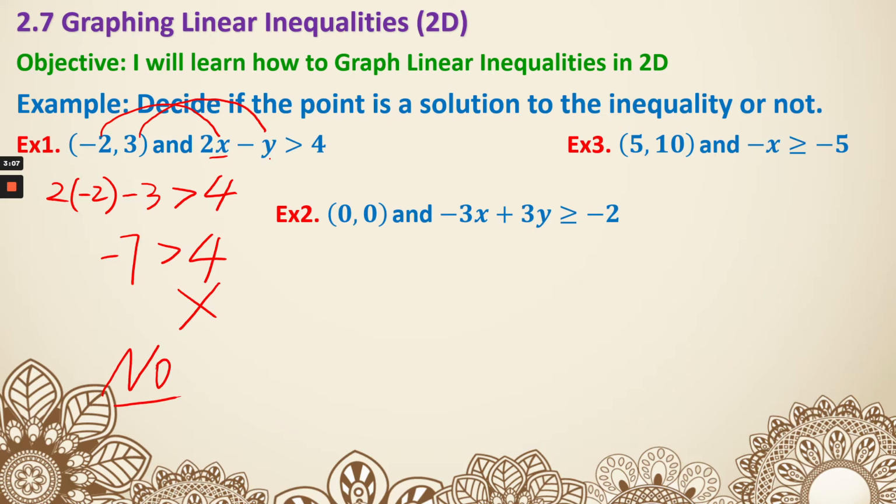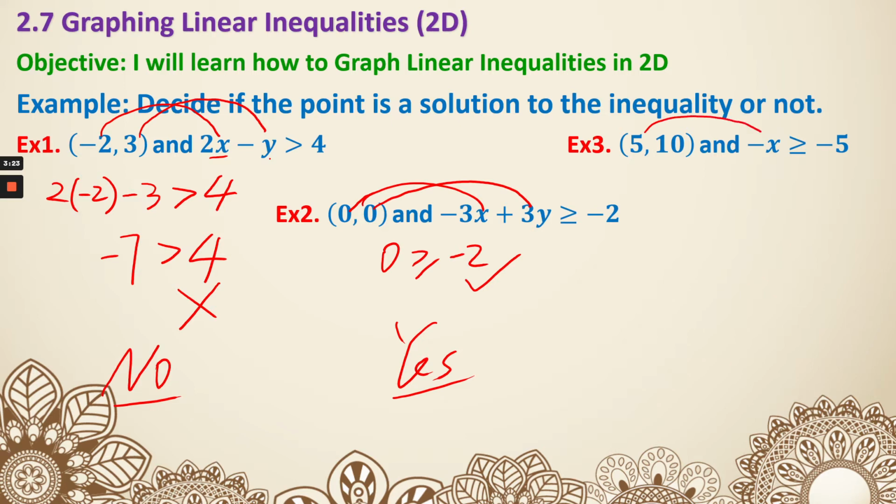which means this point is not a solution to the inequality. Now the second one, plug in the 0 for the x and for the y. So it's 0 on the left side, greater than or equal to negative 2. That actually is true, so yes, it is a solution. And number 3, x is actually 5, so it's negative 5 greater than or equal to negative 5. Well, that actually works. It is true, so yes, it is a solution. You might be wondering, what about this 10? Well, this whole thing has no y, so we don't need to worry about the 10.